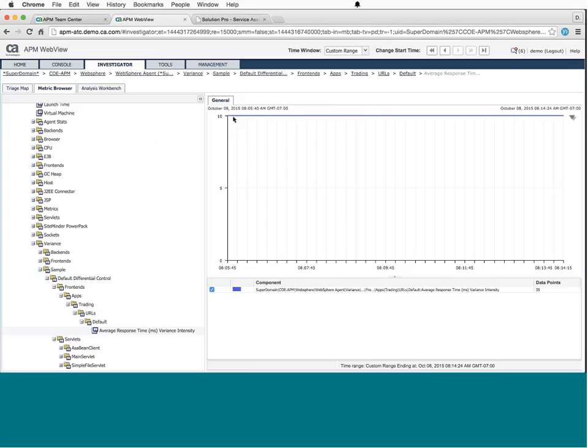Variance intensity goes between 10 and 40. It's an arbitrary range. But what 10 means is that the application is totally and completely stable. 40 means, man, we've loaded the window up with so many rule breaches that it's about to drop through the floor.